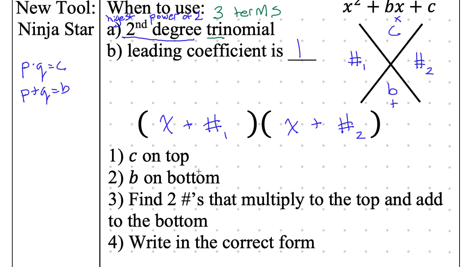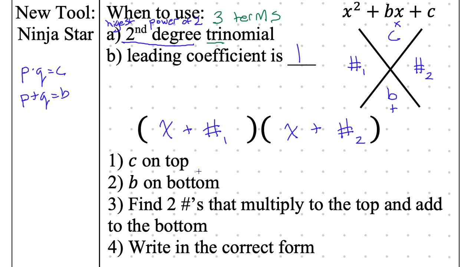Oh, and I guess we could have looked ahead too, Gunnar, huh? Here's the procedure. The C goes on top, the B goes on the bottom. Two numbers that multiply to the top and add to the bottom, and then write in the factored form. So this is the factored form.